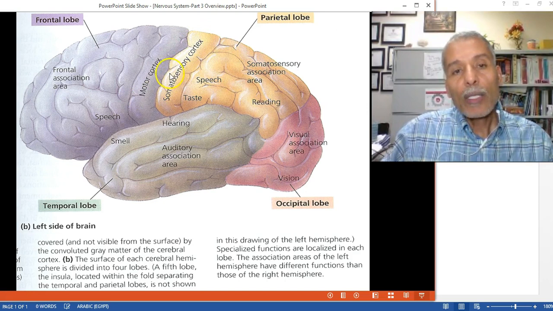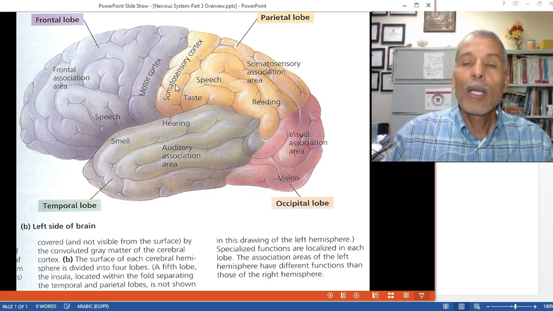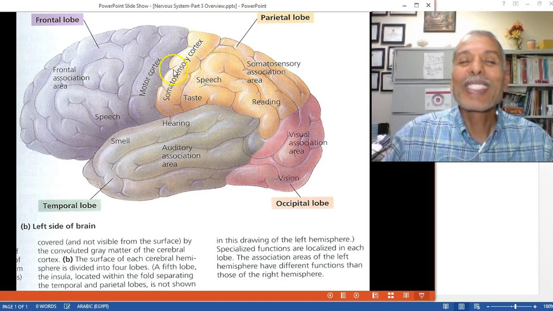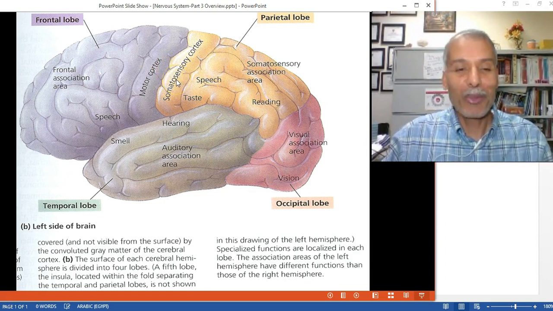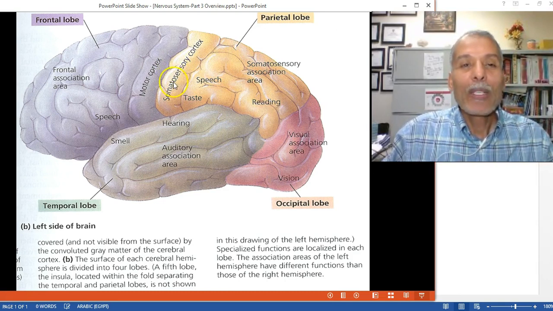Now the gyrus that lies behind the central fissure is called the postcentral gyrus. I was speaking about neural transmission just an hour ago. The postcentral gyrus is part of the parietal cortex.